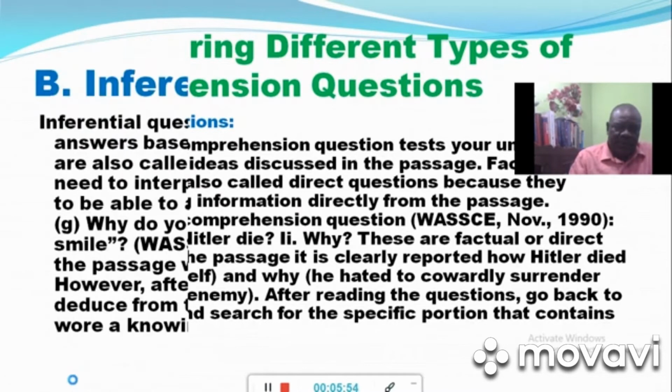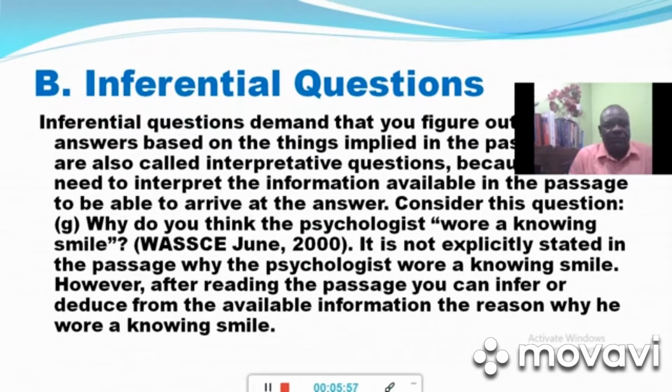The next type of comprehension question we have to look at is inferential question. Another name for inferential question is interpretative question, and this is the type of question that requires interpretation. It means that the facts are not clearly or directly stated in the passage, so you need to figure out the answer based on the things implied in the passage. Let me give you one simple example of inferential question.